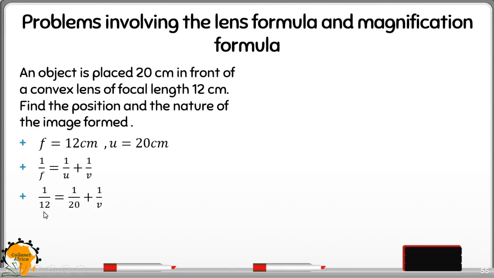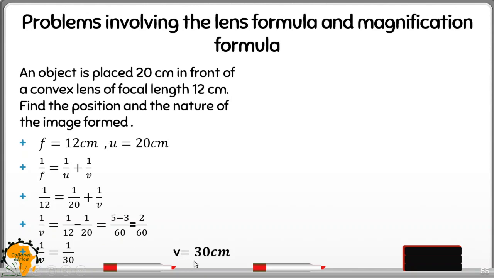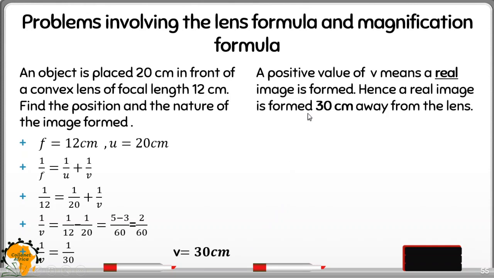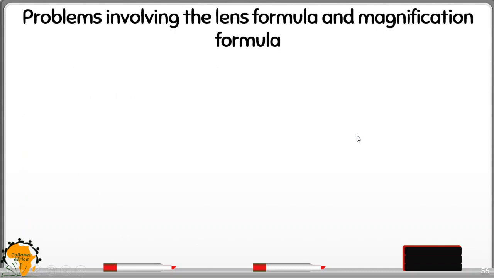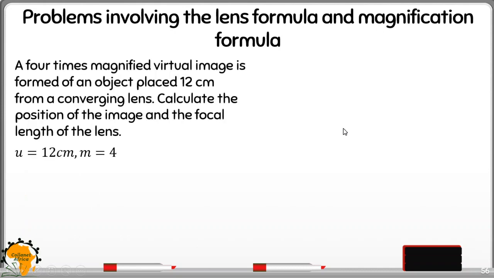We have 1 over 12 is equals to 1 over 20 plus 1 over V. So by substituting and rearranging so that we can get 1 over V, you get that 1 over V is 2 over 60, which is 1 over 30, which implies that our V is positive 30 centimeter. So that means that a positive value means that a real image is formed. Therefore, a real image is formed 30 centimeter away from the lens. We move to the next question.